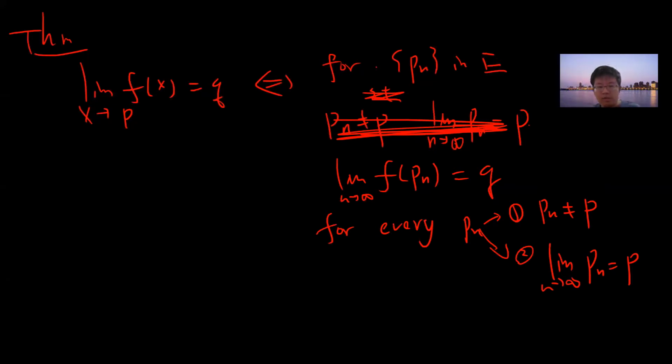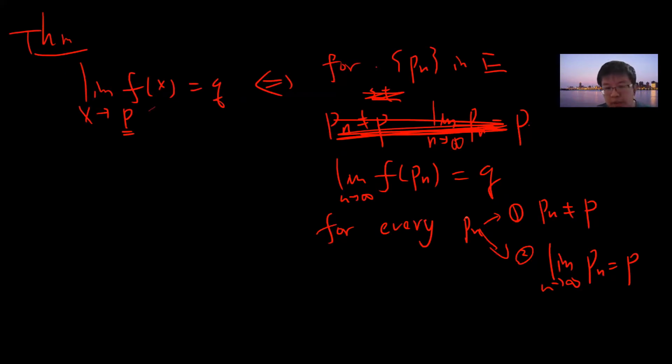This is the theorem. It says that when x approaches p, the limit exists means that you can choose any sequence p_n to approach p, and for every sequence p_n approaching p, if you view f(p_n) as another sequence, then the limit of this sequence will be the same as q. Saying it in words, this is just intuitively correct.